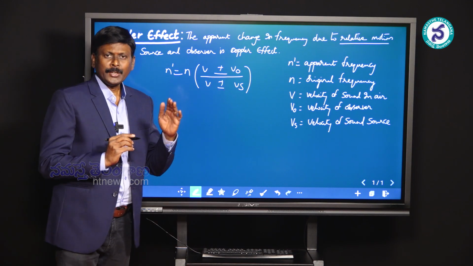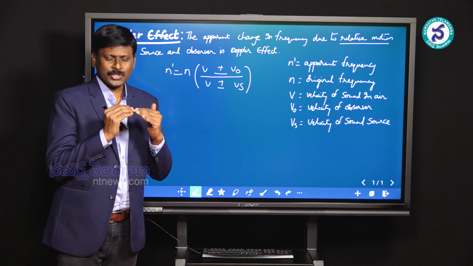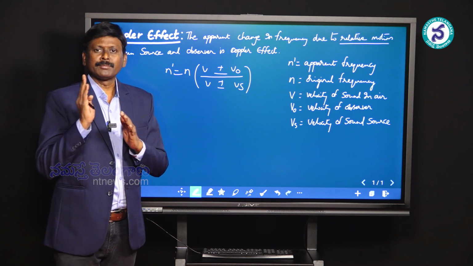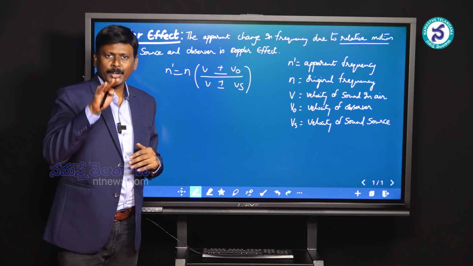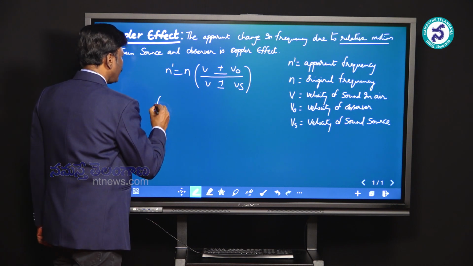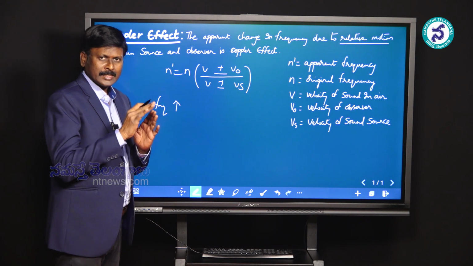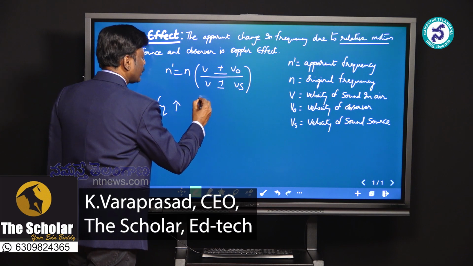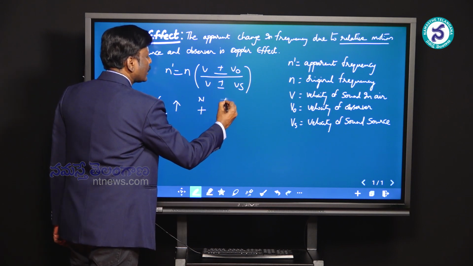Now, if the source and the observer approach each other, then apparent frequency increases. If the source and the observer depart from each other, then the apparent frequency decreases. For the frequency to increase, as I said, if the source and the observer approach each other, the frequency increases. In such a condition, use plus in the numerator and minus in the denominator.